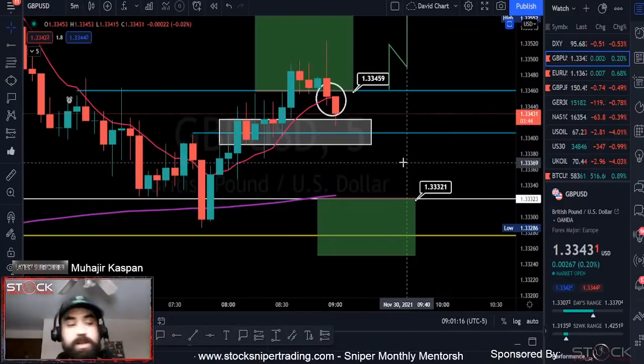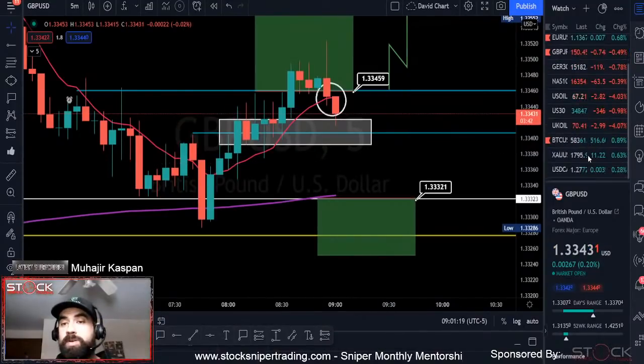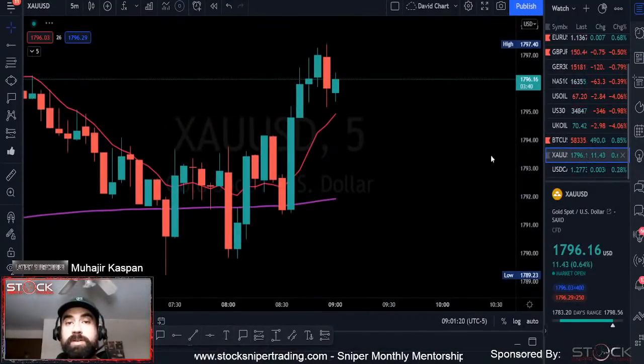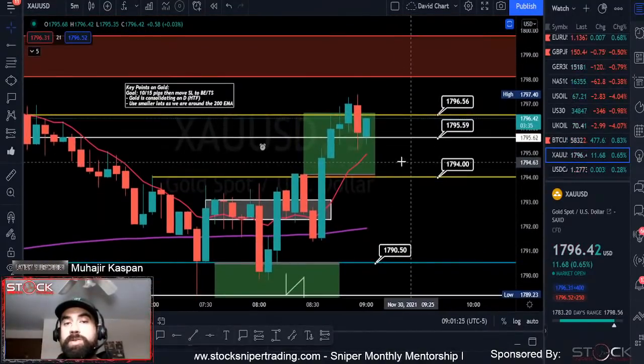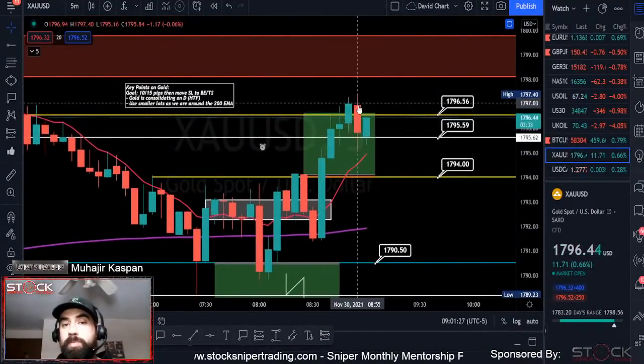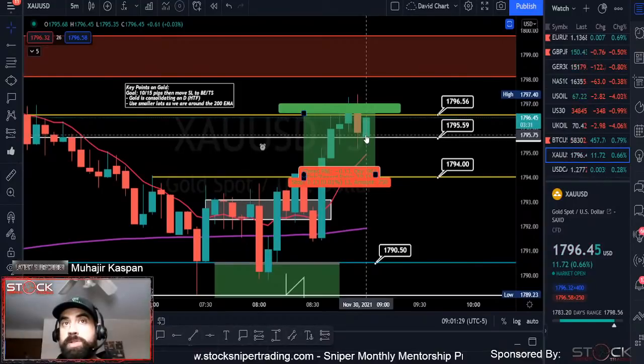And guys, it's 9 o'clock. Let's check out gold for 2 seconds here. So here's your retest, guys. Here's your break. Here's your retest. Break, retest. We're going to hold support here.